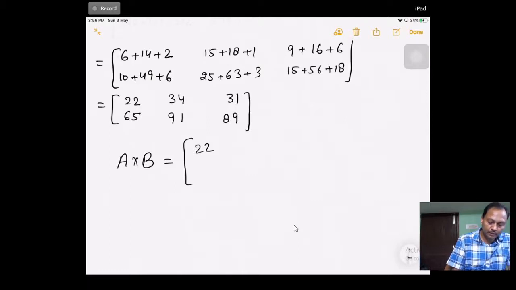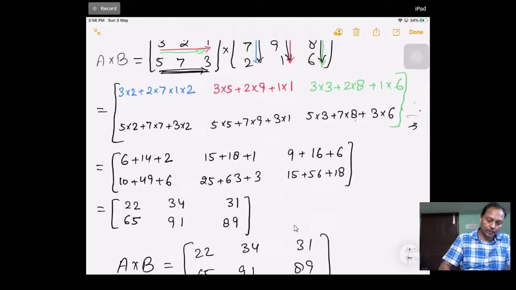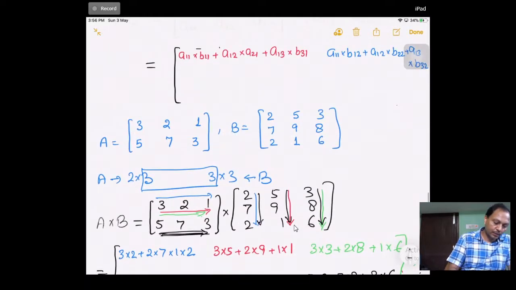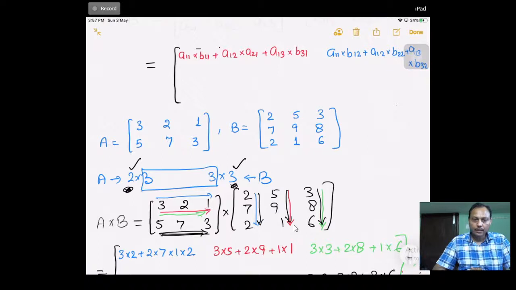We have found this by multiplying. Now check what is the order of A into B. So its order is 2 by 3, which means it is equal to the number of rows of A and number of columns of B. So multiplication is only possible when the number of columns of the first matrix, which is called pre-multiplier or prefactor, and the number of rows of the second matrix, that is called post-multiplier or post factor.